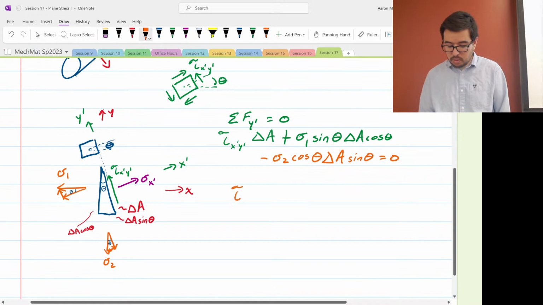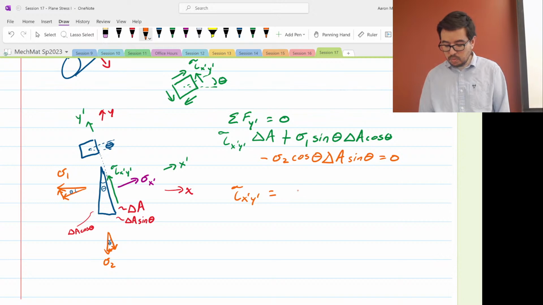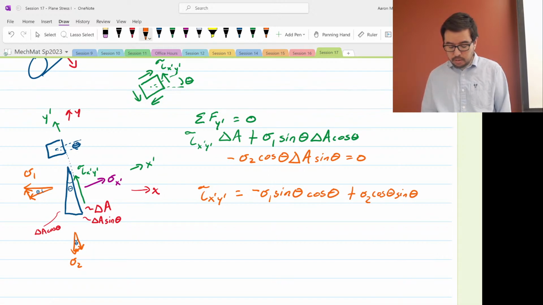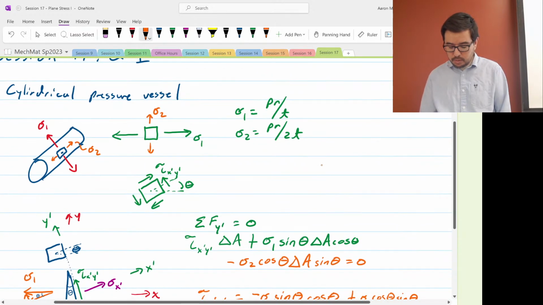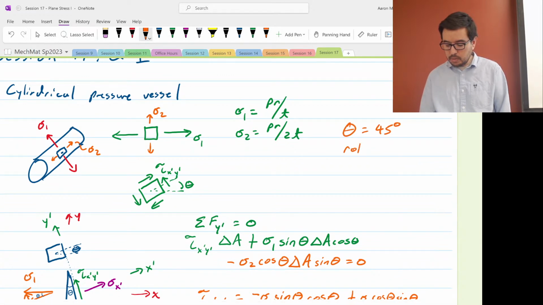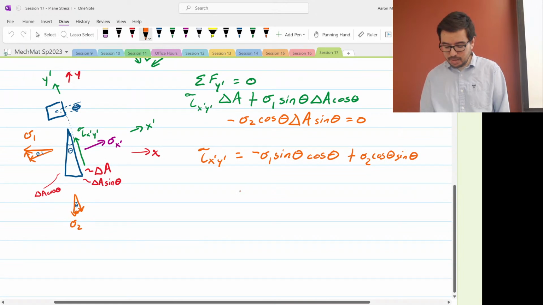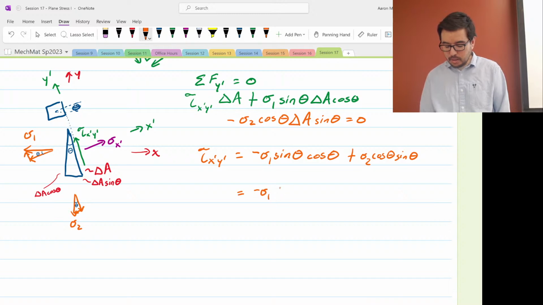So now I can write that this is equal to minus sigma 1 sine theta cosine theta plus sigma 2 cosine theta sine theta. Just doing the algebra. I don't really need a calculator here because theta is equal to 45 degrees. That's the rotation. So sine of 45 and cosine of 45 are the same, which is nice. So we get minus sigma 1 square root of 2 over 2 times square root of 2 over 2 plus sigma 2 square root of 2 over 2 times square root of 2 over 2.